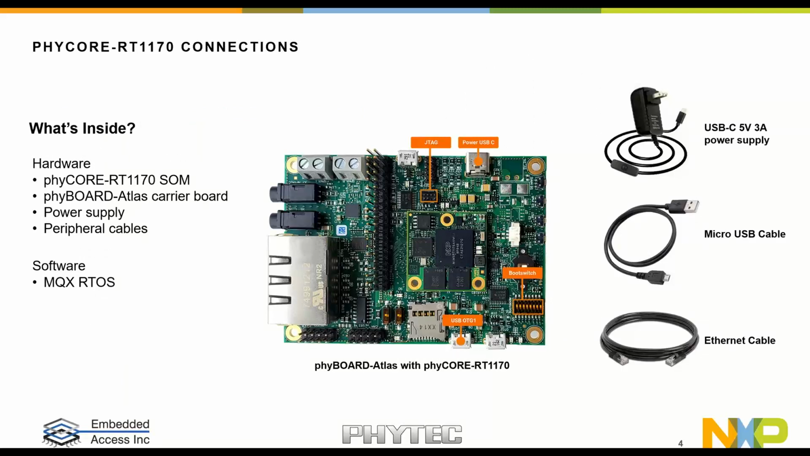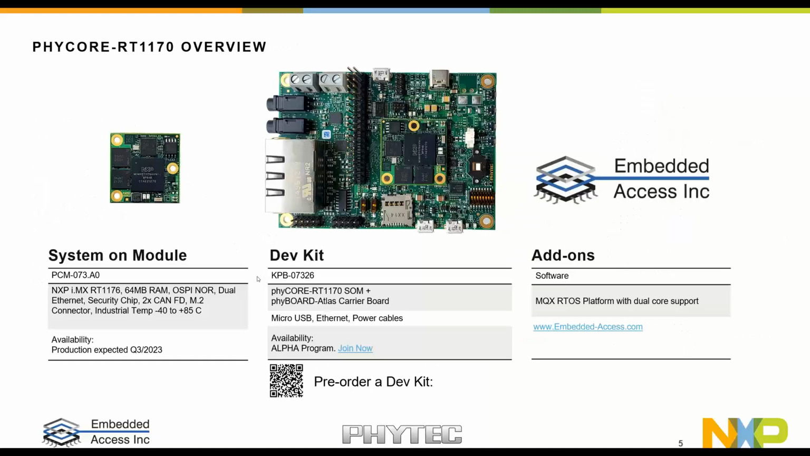When you purchase the kit, what comes in the box? Pretty simple. You get the SOM and the carrier board, and we try to make it really convenient. If you don't have a USB cable or Ethernet cable on your desk, we throw those in the box as well. Software, I will touch on software in a moment. I do just want to recap.